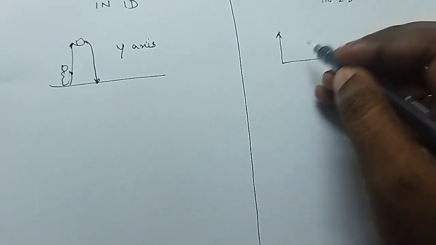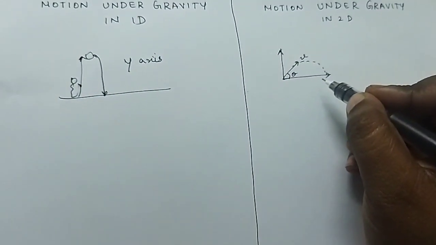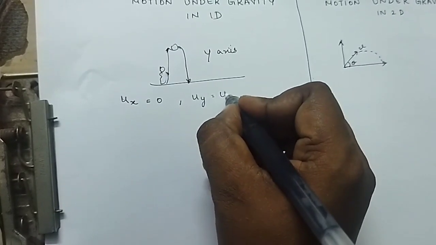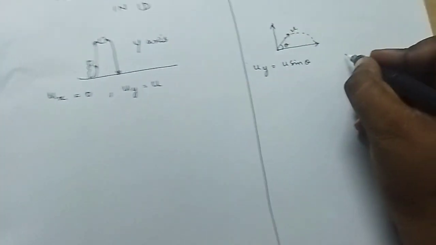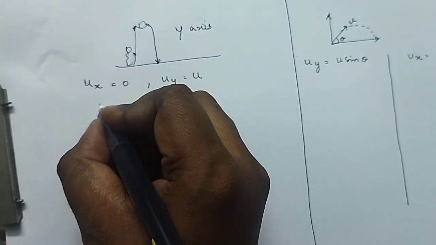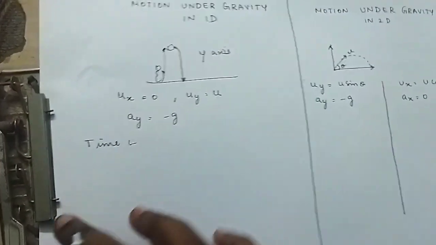Whereas motion under gravity in 2 dimensions is when an object is projected at an angle theta with a velocity v and it takes a projectile path like this. So here, if you consider the initial velocity along the y-axis to be 0, the velocity is taken as u, and the velocity is resolved into its components. Along the y-axis the velocity is u sin theta and along the x-axis the velocity is u cos theta. The ball comes down, getting accelerated due to the acceleration due to gravity, and as I told you, the object is moving under the influence of gravity. Along the x direction the velocity is constant, so the acceleration is taken to be 0.